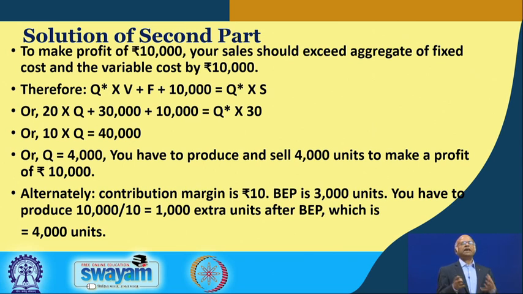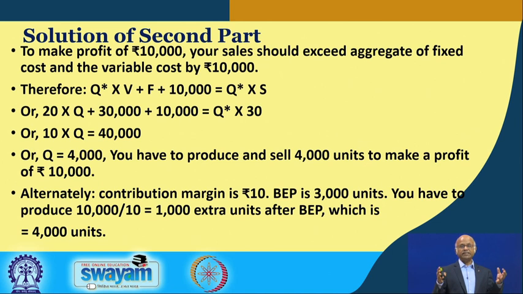Now, there is another component. Suppose you want to make 10,000 rupees of profit, then how many units must you produce and sell? This is an example of utilization of break-even point. In a meeting, you are trying to decide how many units we must sell to make a profit of 10,000. So, here is the calculation. Your profit is 10,000. That means your sales should be equal to total cost plus profit.